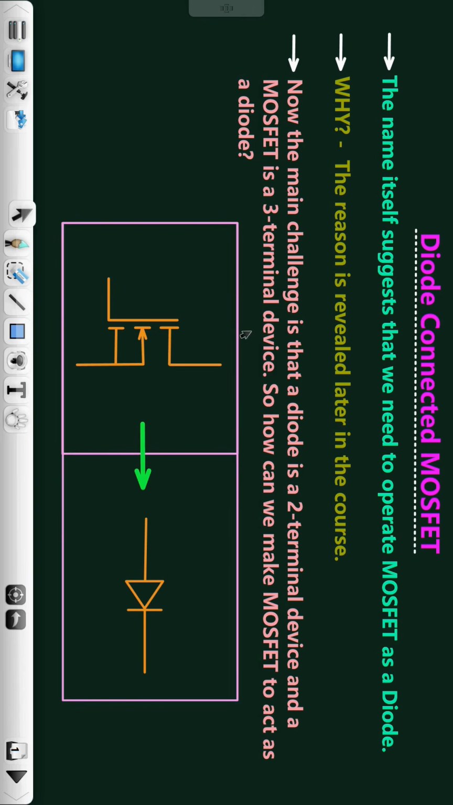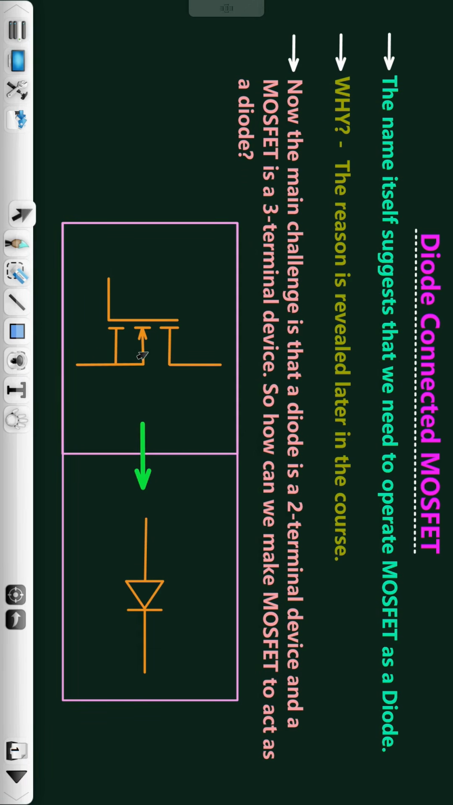So here what we want is that a MOSFET should act as a diode. We can clearly see that a diode is a two-terminal device, whereas a MOSFET is a three-terminal device. So we need to convert this three-terminal device into a two-terminal device. On top of that, this particular MOSFET should also act as a diode.